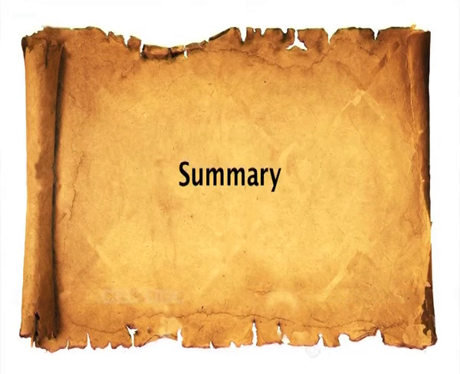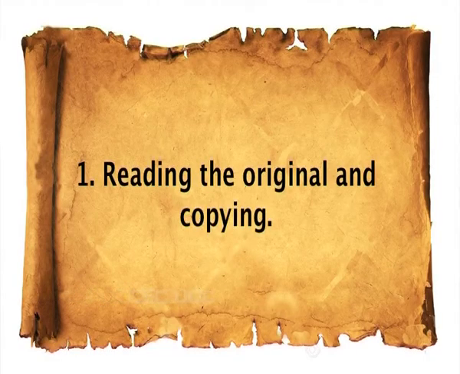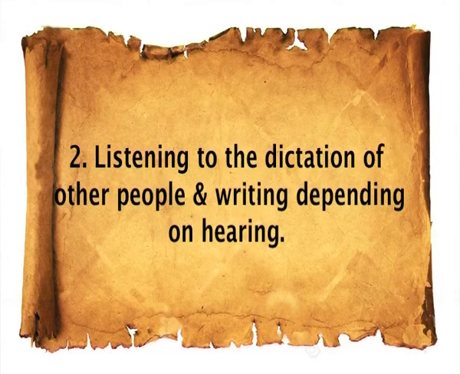Summary: why do scribal errors occur? It is a very natural phenomenon that while copying any written document, the one who is copying may commit a mistake once or more than once. First of all, we have to understand that the process of copying is of 2 kinds. 1. Reading the original and copying. 2. Listening to the dictation of other people and writing depending on hearing.